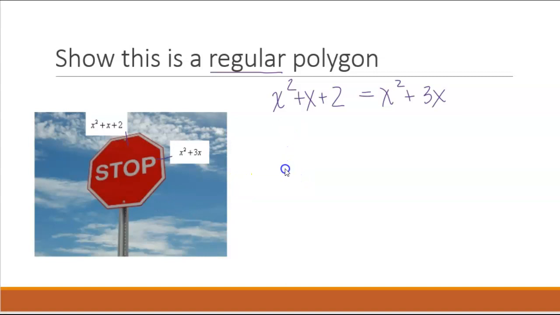Of course, we haven't shown anything about its angles. So we can say, assume equiangular. I should have written that, equiangular. Okay, hold on, I can do better. Ready? Equiangular.